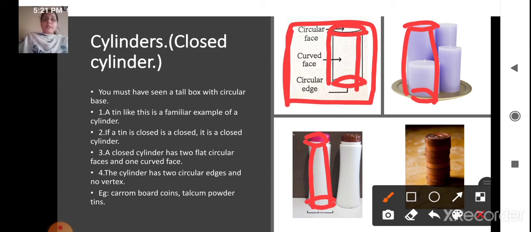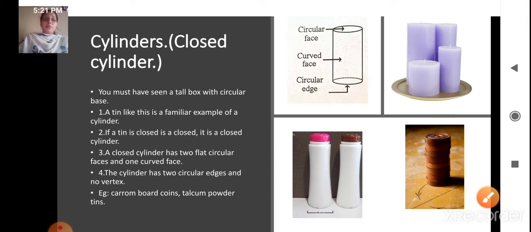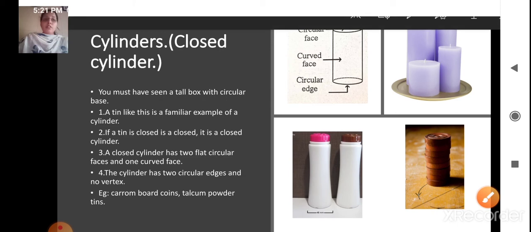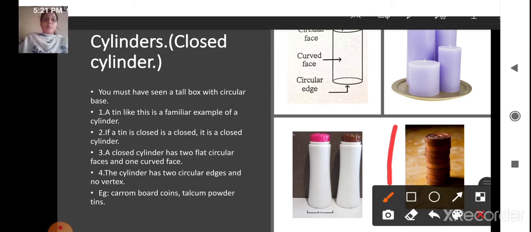Here the example is carom board coins. Why have I written carom board coins? If you stack the carom board coins, this is the figure of a carom board. This is a picture of a carom board. Can you see I have stacked it here one upon the other? Stacked means to keep one upon the other. So if I am stacking carom board coins, even this is an example of a closed cylinder.